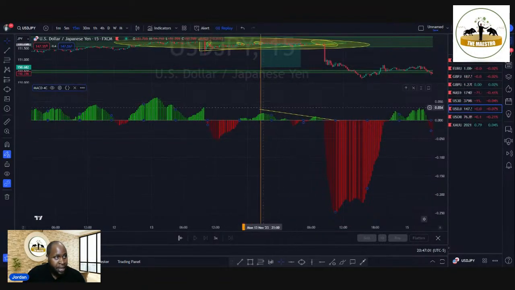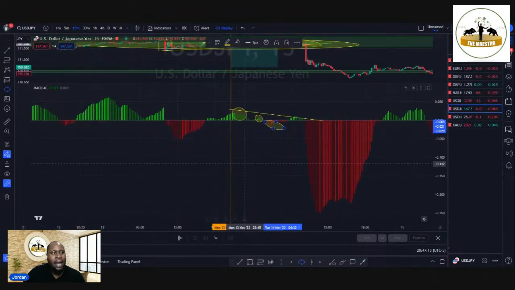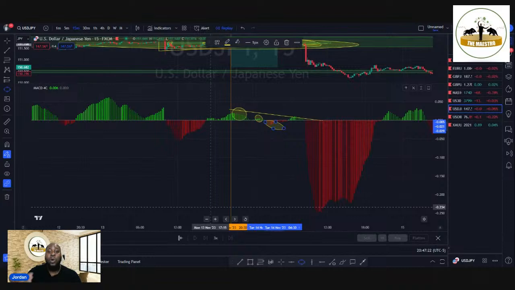In that same area, the highs on the histogram are getting lower. On the histogram, I'm seeing lower, right? Even lower to the point where it breaks the zero line. So being that I'm seeing that, this is what we call divergence. And again, we went through this before, but we can always go through it again. This is what we call divergence. That's a key indicator that a reversal is coming.